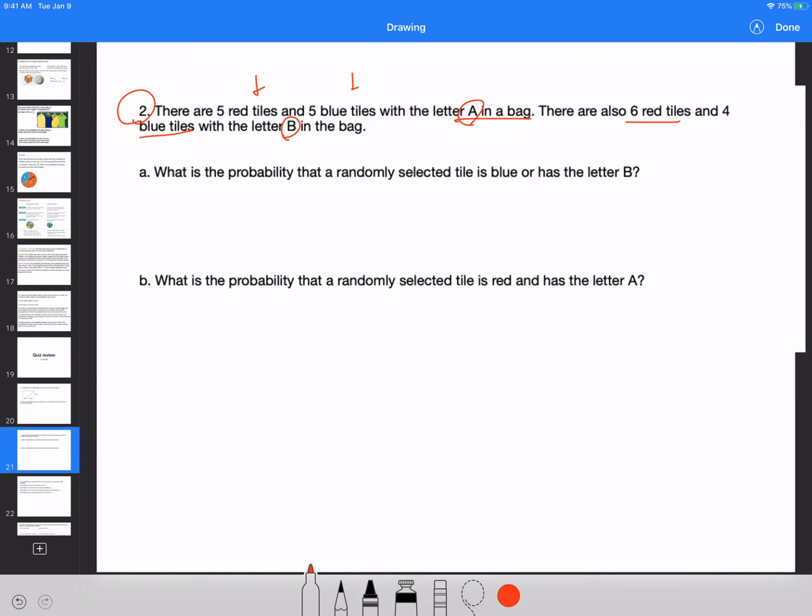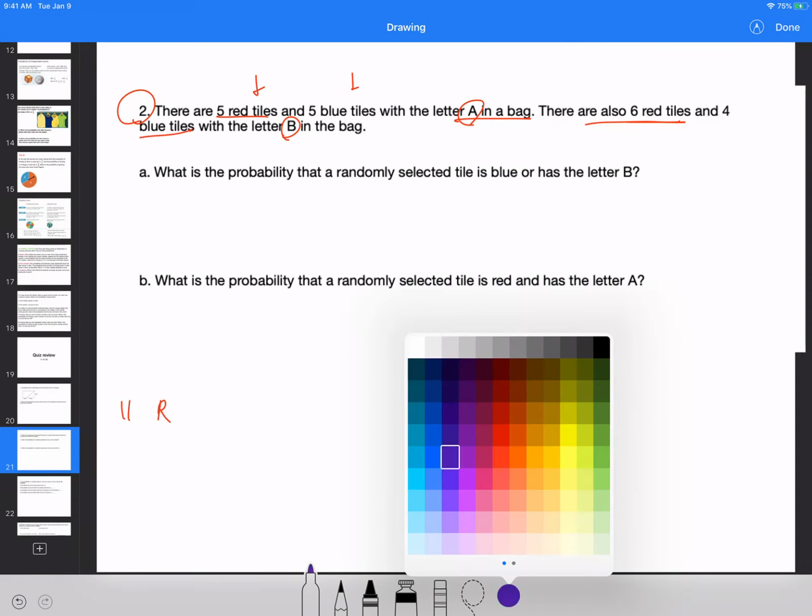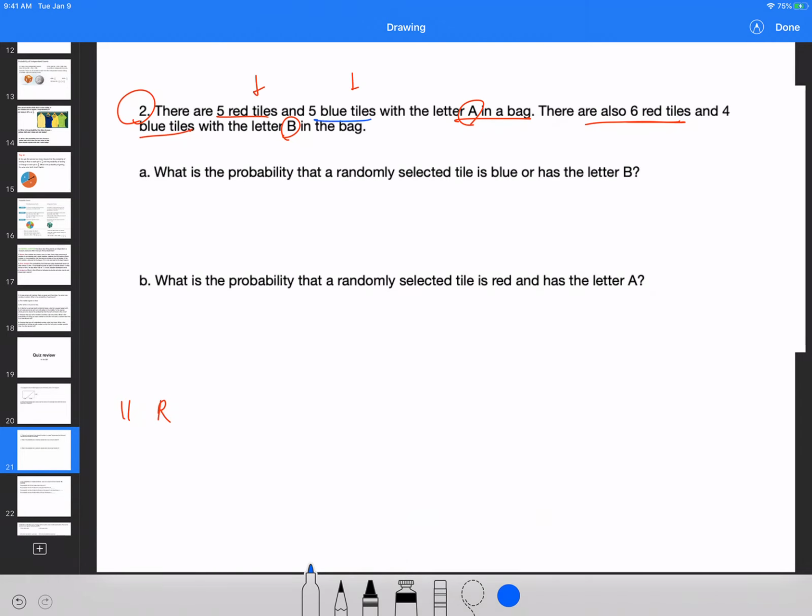So let's think about this. How many red tiles do we have? 11 red tiles. And how many blue tiles do we have? We have 5 plus 4, which is 9 blue tiles. All in all, we have a total of 20 tiles. And it seems that we have 10 letter A cards and 10 letter B cards.